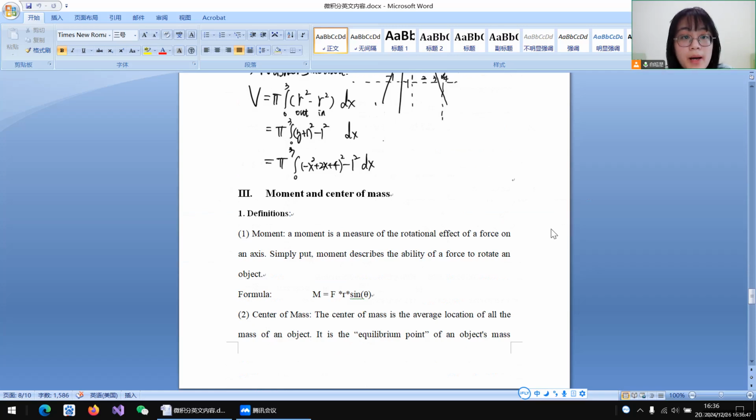The third part is about moment and center of mass. The definition: a moment is a measure of the rotational effect of a force on an axis. Simply put, moment describes the ability of a force to rotate an object. The formula is M = F × R × sin θ.